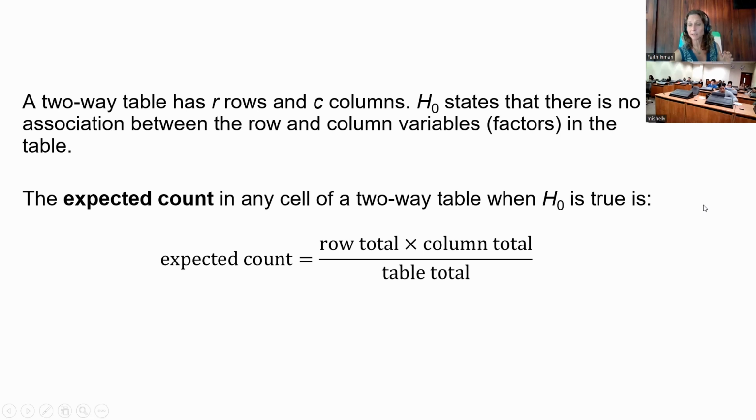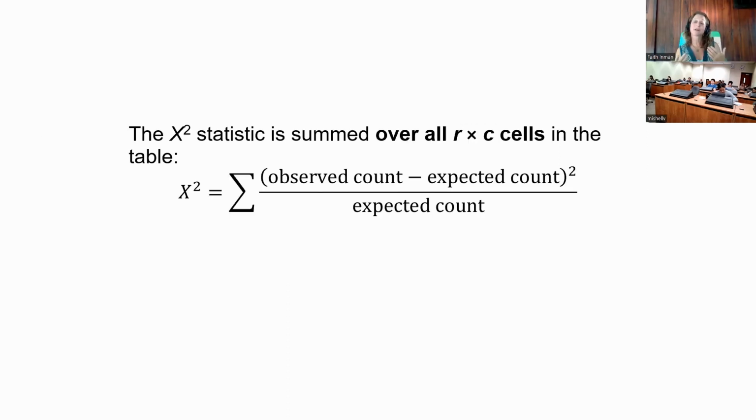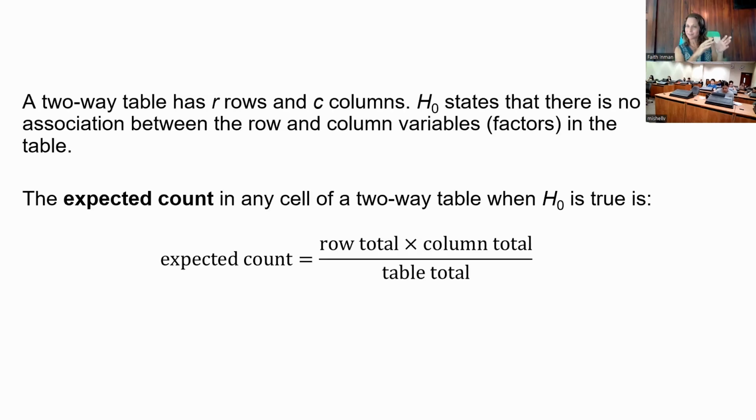So you calculate your expected count as the row total times the column total divided by the table total. The row total times the column total divided by the table total. Those are our marginal distributions, right? And the chi-squared statistic is summed over all the rows and columns in the cells. And it's the same math as for the one-way test, the observed count minus the expected count squared divided by the expected count. Same math, only here the expected count is figured out based on the data.